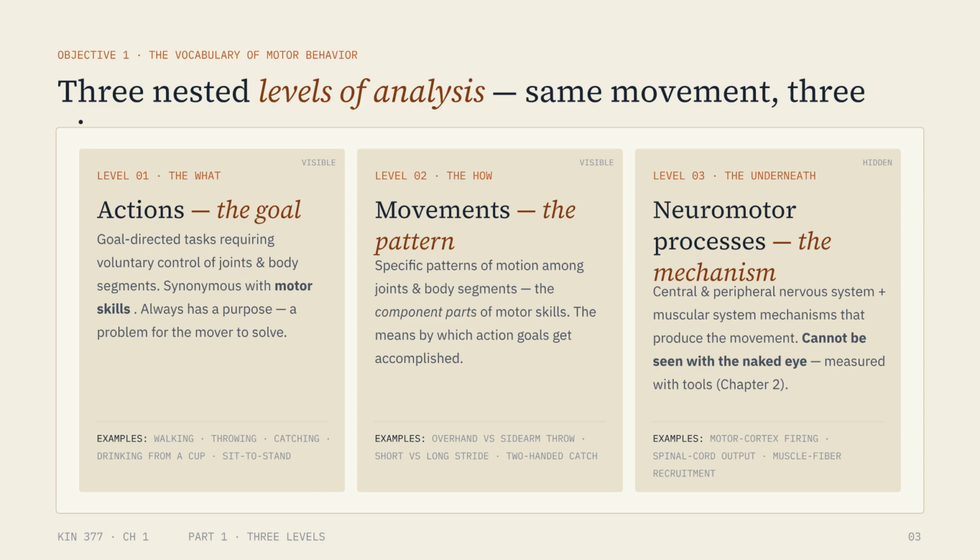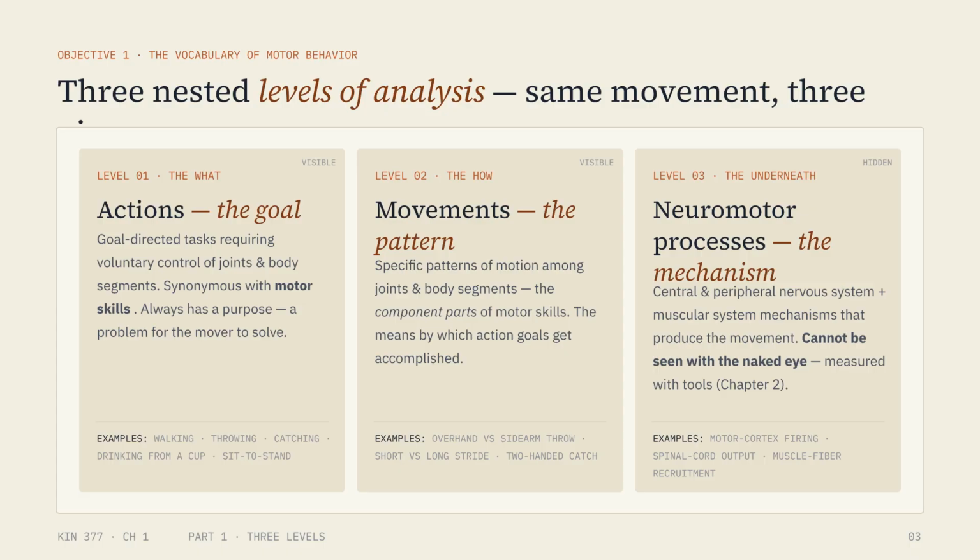3 levels. Read them left to right. Level 1. Actions. This is what your textbook also calls motor skills. Goal-directed tasks that require voluntary control over joints and body segments. We're not talking about reflexes here. Eye blinks are involuntary. They don't count. We're talking about purposeful tasks like walking, throwing, catching, drinking from a cup, sitting down. Every motor skill in this course has a purpose, a problem for the mover to solve.